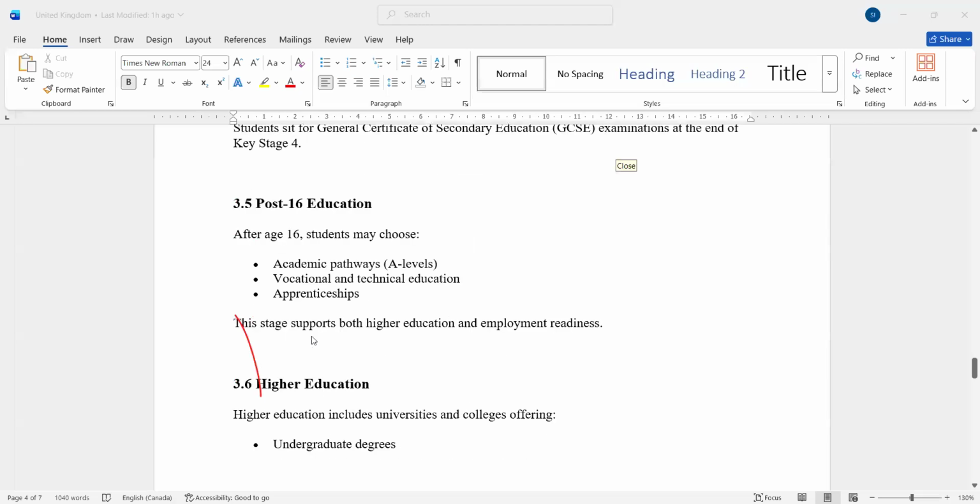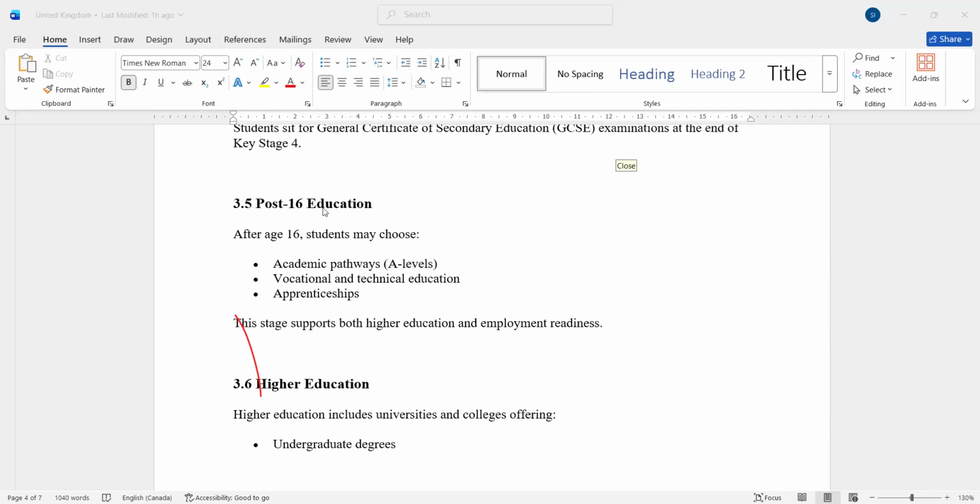And post-16 education, after 16, right? Academic pathways, that means A levels, vocational and technical education and apprenticeships. They can select whatever they need. This stage supports both higher education and employment readiness.